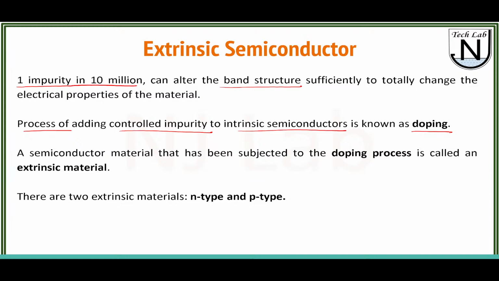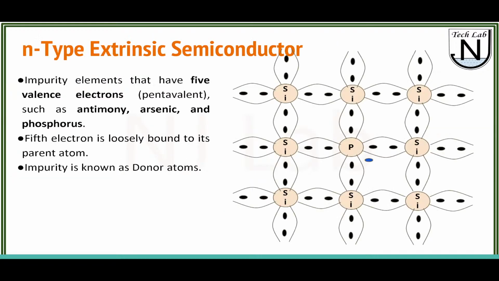So whenever we add impurity to the semiconductor material, the process is known as doping, and the material that is formed by adding the impurity is known as extrinsic material. Now we can have 2 types of extrinsic materials. One is n-type and the other is p-type. So first we are going to look at the n-type.